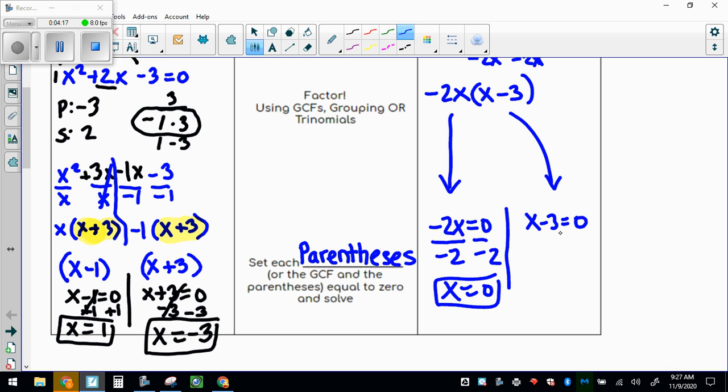Secondly, x minus 3 equals 0. The opposite of -3 is +3. And we're left with x equals +3, for 2 answers when we're asked to solve.